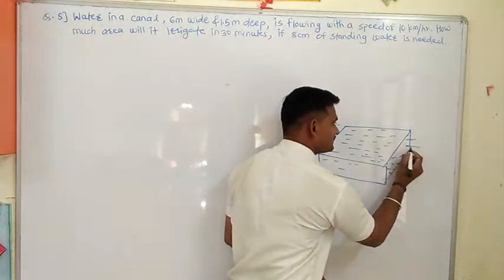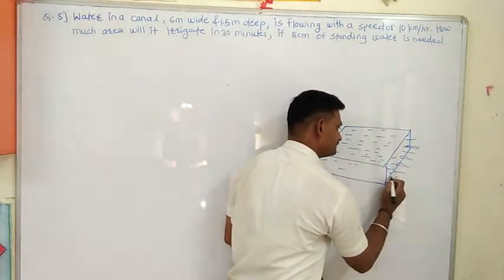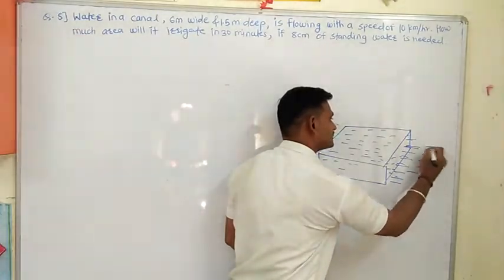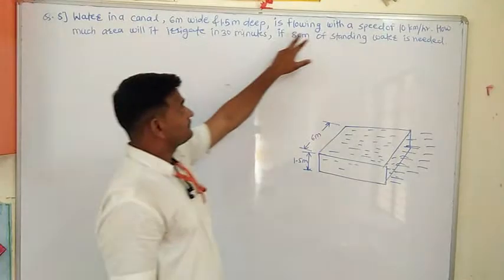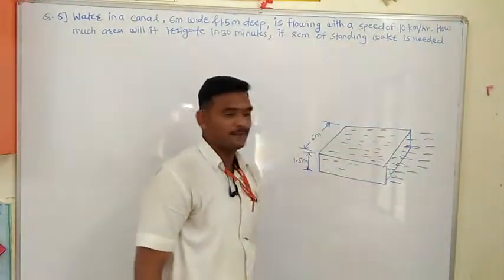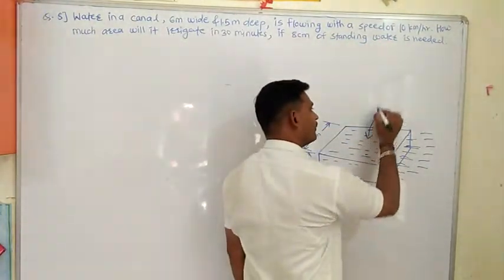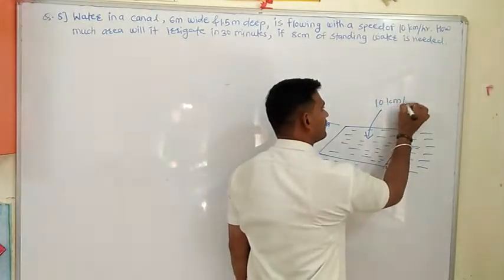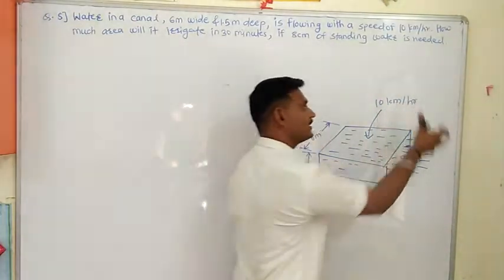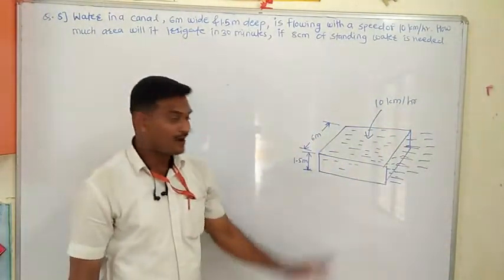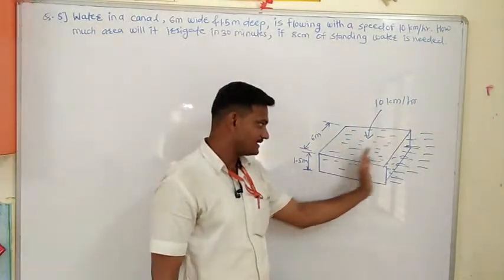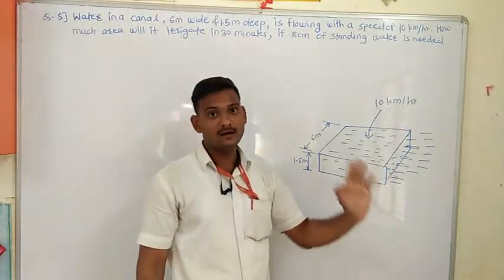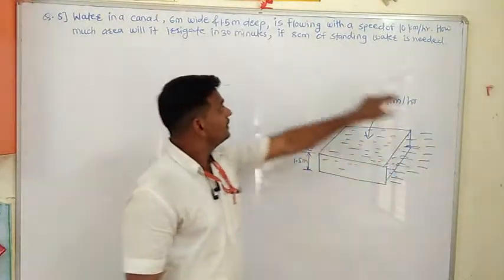See here, water is flowing in this direction. Now, the water is flowing with a speed of 10 km per hour. The speed of the water flowing is 10 km per hour. What is the meaning of this? 10 km per hour means the water is traveling 10 km in 1 hour.